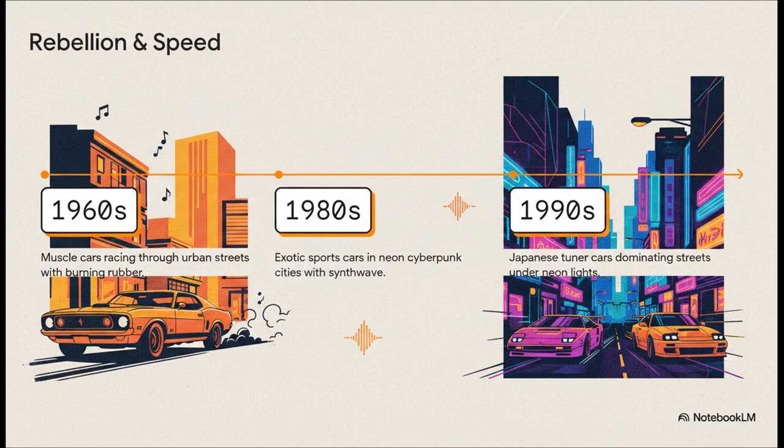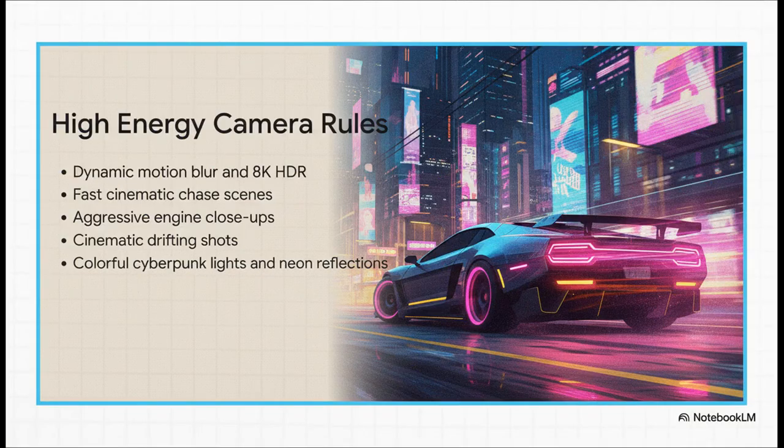And finally, we arrive in the 90s and 2000s, illuminated by the neon-lit tuner cars of the underground street racing scene. The technical scaffolding behind this section is pretty intense. To really capture this dangerous, adrenaline-fueled atmosphere, the instructions demand dynamic motion blur, fast chases, and dramatic reflections across wet, glowing cyberpunk cities, all in ultra-realistic 8K HDR.